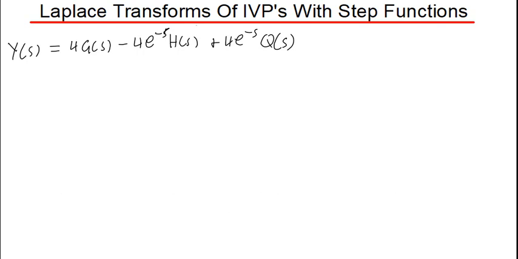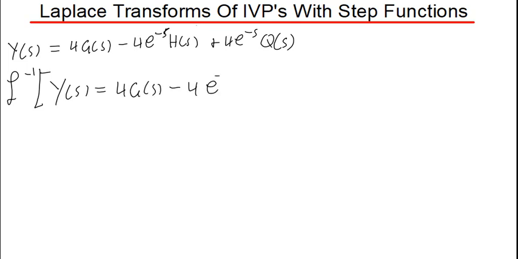Okay, so what this simply means is that you're looking for the inverse Laplace transform, because I have to write this in terms of y of t, not y of s, and this is supposed to be lowercase y. So here, the inverse Laplace transform of everything here, my y of s equals 4 g of s minus 4e to the minus s by h of s plus 4e to the minus s q of s there, like that.